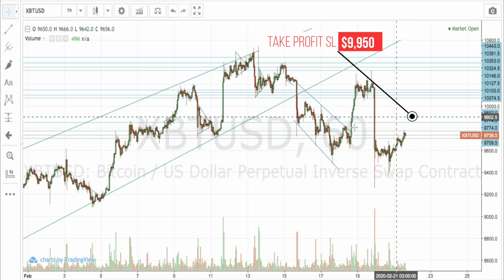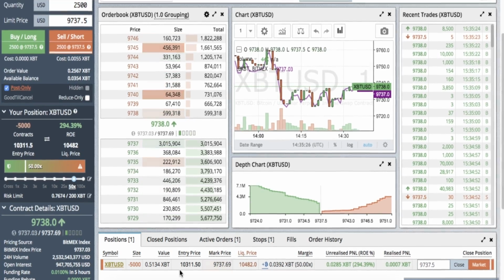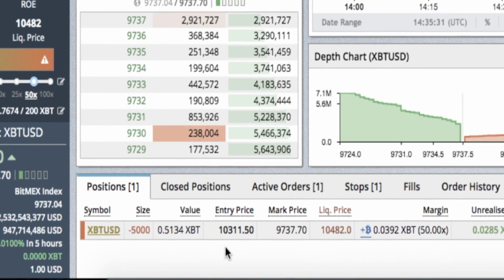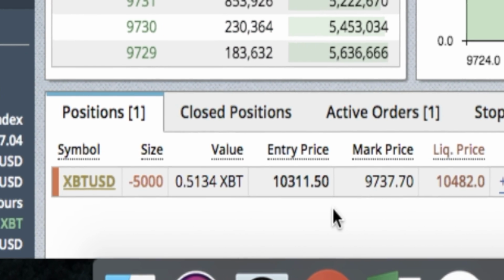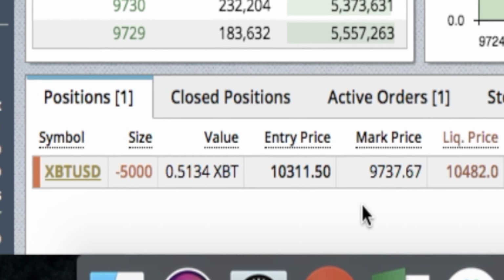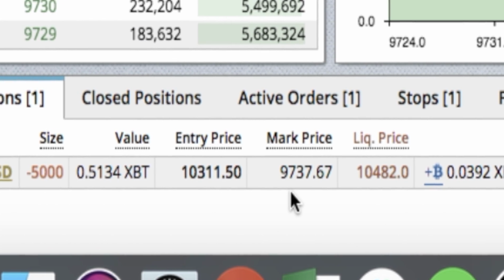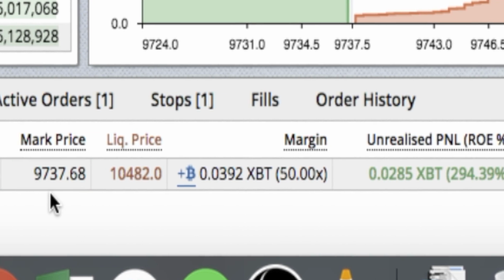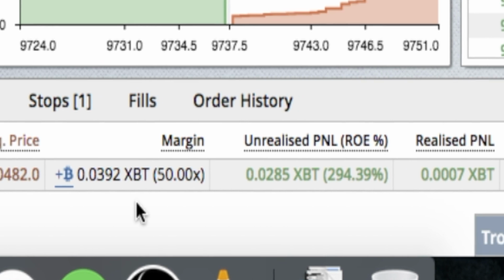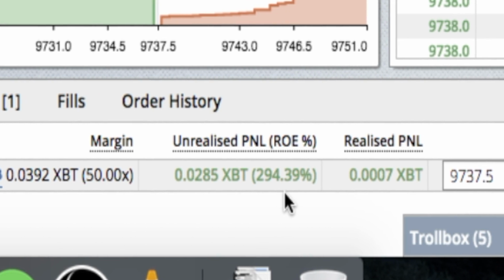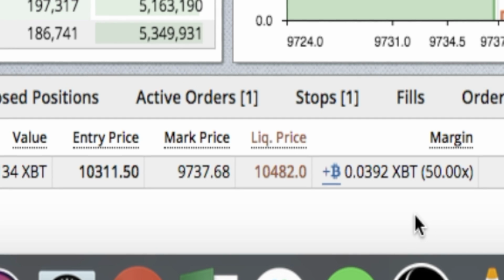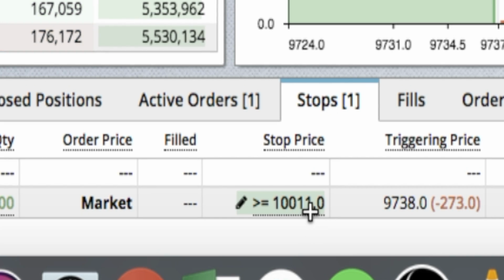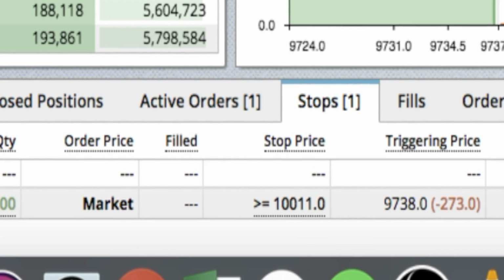So let's take a look at my actual trade. So here you can see I opened this trade at an entry price of 10,311.5, and the mark price, so the current price, is just above 9,700. So considering the leverage that I used, which was very high because it was just a short-term trade, we're currently up by about 300%. As I said, I had initially set my stop to about 10,500, but I've now moved it to 10,011.